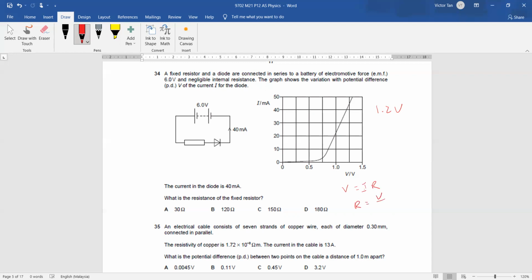R equals V over I. So no, not to find I. You have to find I. I is 40 milliampere. Oh, it's 1.2 volt, so no need to count. It's 1.2 volt. So this is a potential divider, this is 4.8 volt. So the V equals, the current is 40 milliampere, so 0.04 times 4.